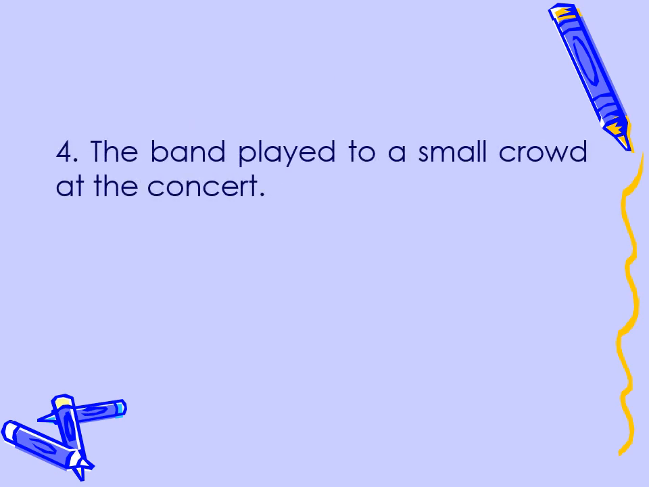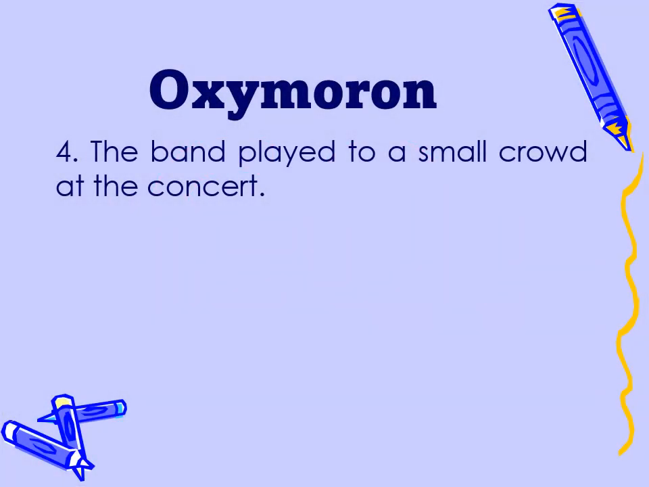Okay, and next. The band played to a small crowd at the concert. Okay, three, two, one, go. The answer is oxymoron. So what is the oxymoron here? Which word? Okay, we have small crowd. Very good. Next sentence.